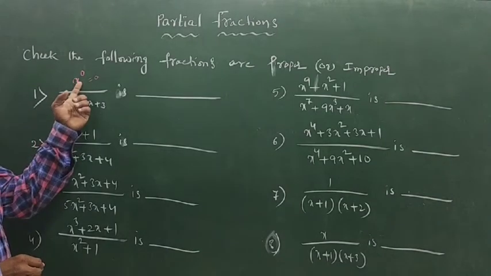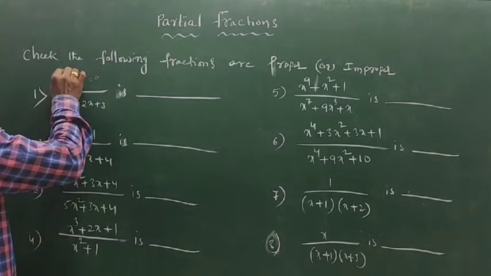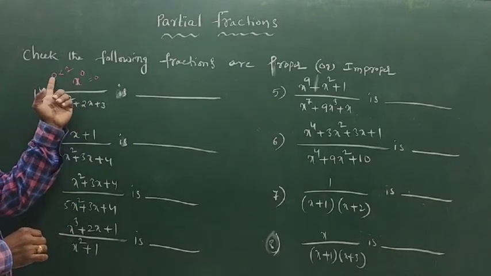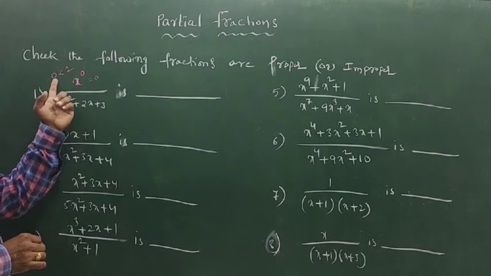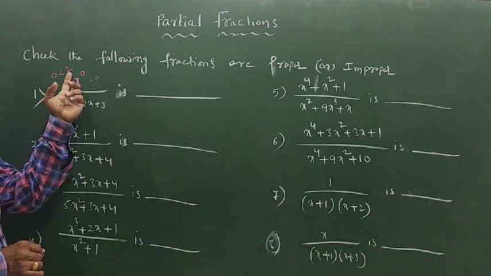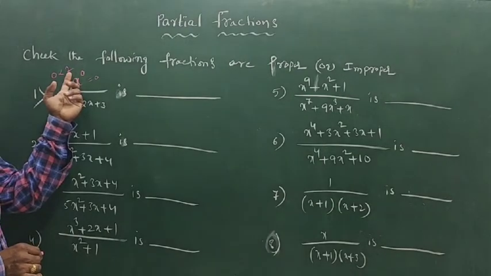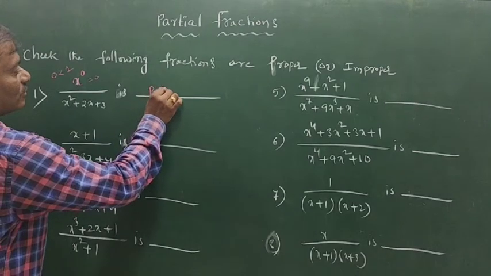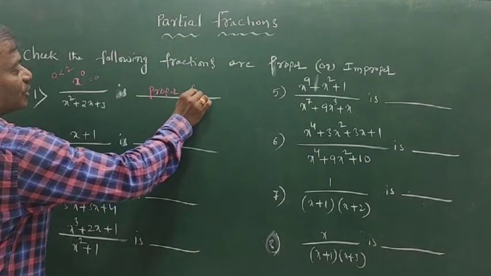So 0 is less than 2, where this is the degree of f of x and this is the degree of g of x. Therefore the degree of f of x is less than the degree of g of x. So according to the definition of proper and improper fractions, this is a proper fraction.